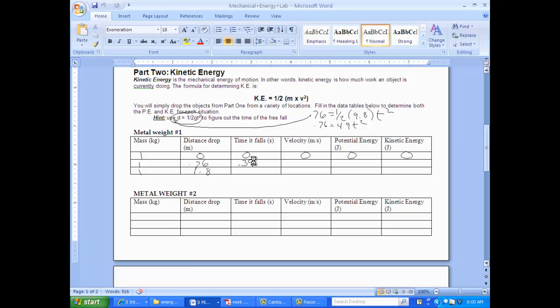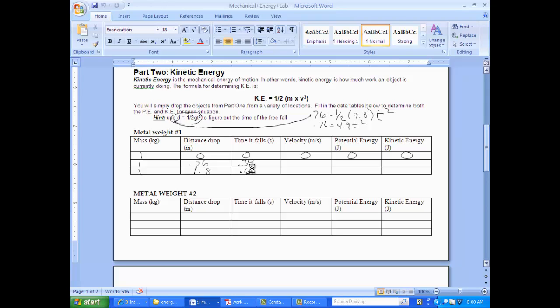We're going to put 1.8 in here. So 1.8 divided by 4.9, and then we have to take the square root of that. It's going to be the square root of 0.37, about 0.61. All right. So questions on how to calculate the time it takes to fall.